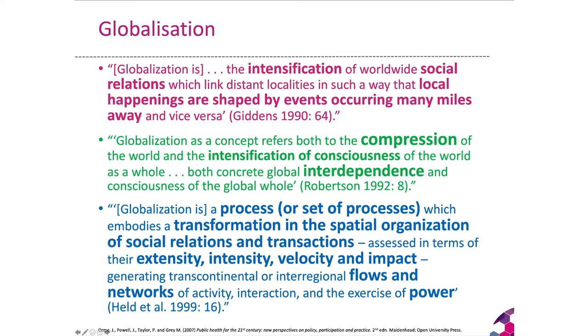Lastly, the key aspect that comes out of these definitions is about interdependence. Again, in the first definition, it's about local happenings are shaped by events occurring many miles away. In the second definition, it talks directly about interdependence. And in the third one, it talks about extensity, the extent of the relationships we have, the intensity, the velocity, the speed with which things happen. For example, news and issues that happen in one country have a domino effect and impact on other countries. And the flows and networks, both economically, both socially, culturally, and in terms of our effects on the environment.